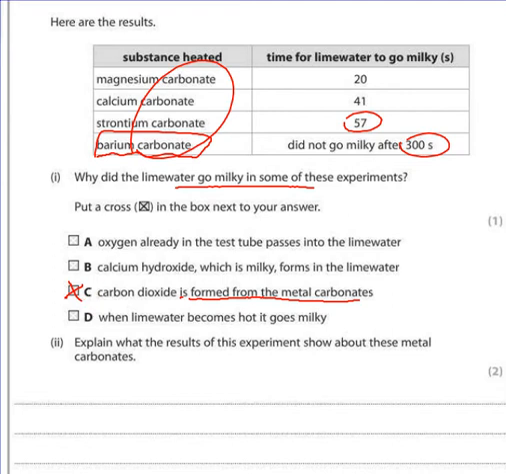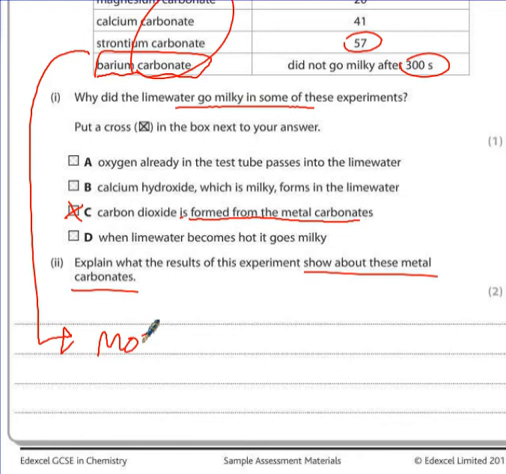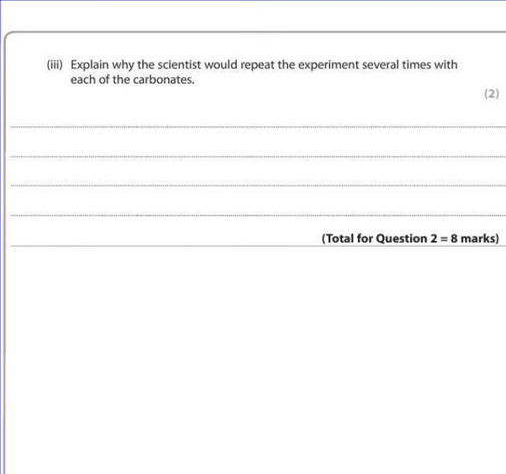Now, what do they show about these metal carbonates? Well, it's just as I described up here. You need to say in there, the most stable would be barium carbonate, because it took over 300 seconds. We've got 1 mark up there. We want 2 marks here. So say which one is the most stable, and that'll give you 1 mark. Why you know that is because it took the longest to decompose. Okay, let's move on, and we're on question 2 still.